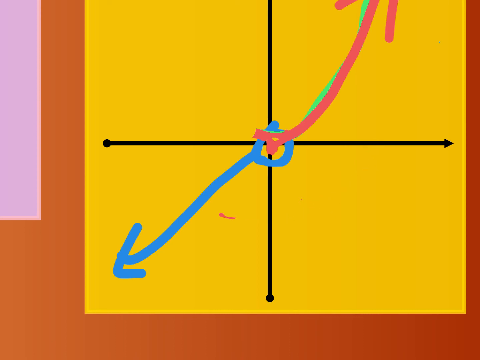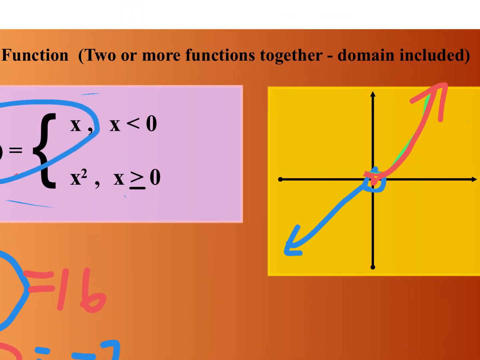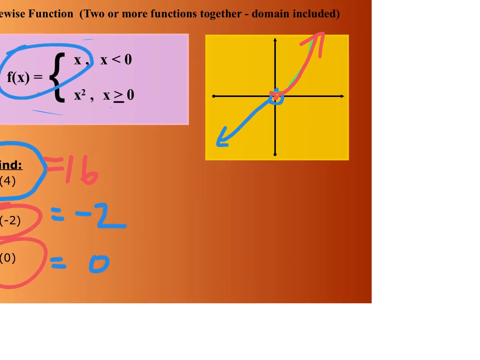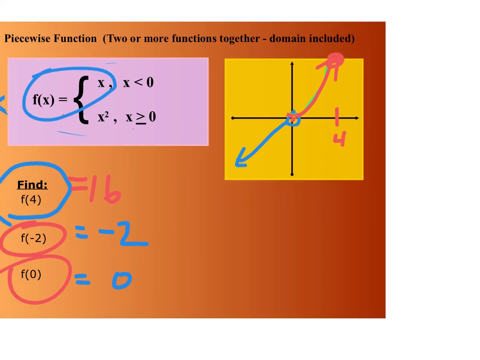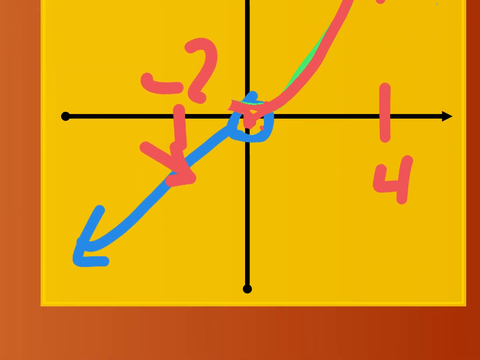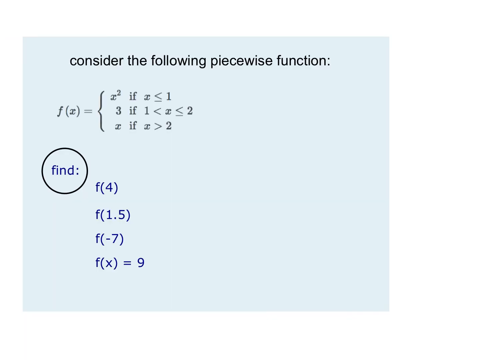So now our answers maybe would make more sense in that context. If you're doing f of 4, that's going to be way up here, because here's where 4 is. F of negative 2, that's going to be down here, and that makes sense, because that's where negative 2 is. And f of 0 was 0, and that made sense too. It's even on the graph. Okay. All right, moving on.